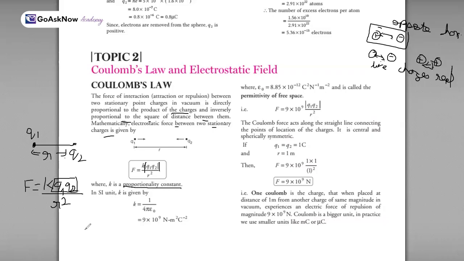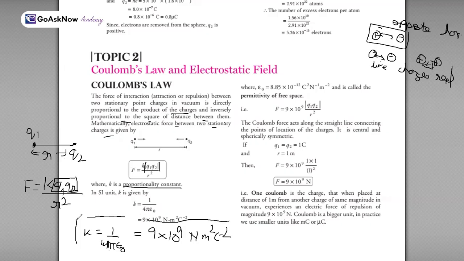In SI units, K is given as 1 by 4 pi epsilon naught. It is a property of the medium, and in vacuum, its value is 9 into 10 to the power 9 Newton meter square per Coulomb square. So remember this value. It is important for you, and it is used in many problems you will face in the future. It is very important to remember.